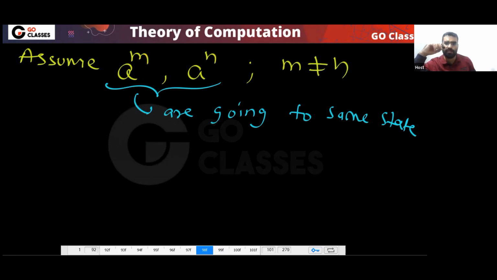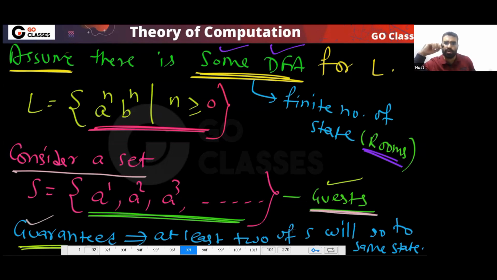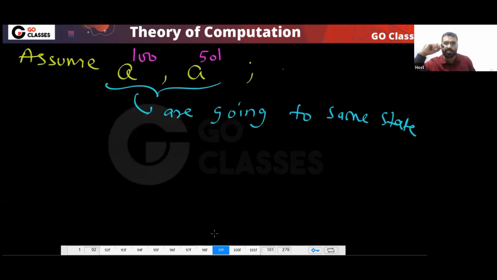See, one by one, I am telling you: this is the language given to you. First, I am assuming there is some DFA. I don't know which DFA. Every DFA has a finite number of states, meaning a finite number of rooms. Now I am considering a set of strings: a power 1, a power 2, a power 3, and so on. This is an infinite set, so these are our guests. Because there are infinite guests and a finite number of rooms, at least 2 guests will go to the same state.